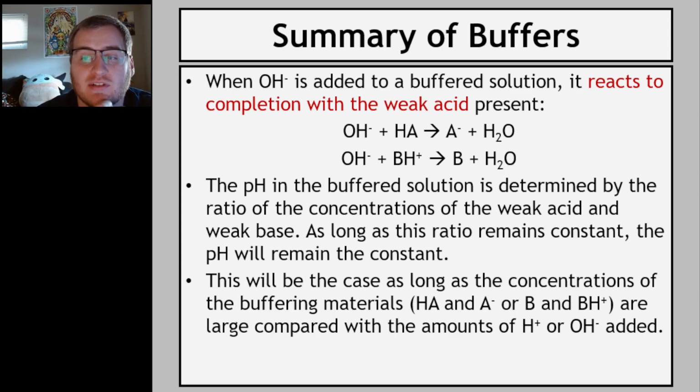The pH in the buffered solution is determined by the ratio of the concentrations of weak acid and weak base. As long as this ratio remains constant, the pH will also remain constant. This will be the case as long as the concentrations of the buffering materials are large compared to the amount of H plus and OH minus added. Buffers will work until you add too much strong acid or strong base. Once you use up all the buffer, the pH is going to start to change like normal. It'll change drastically.